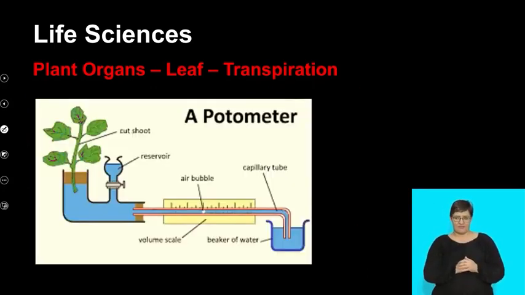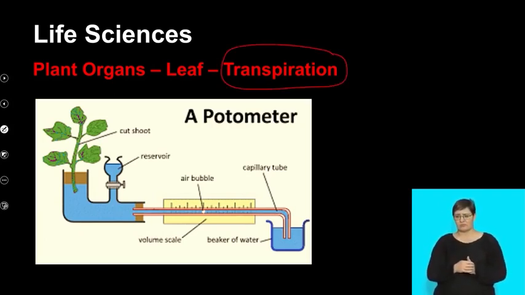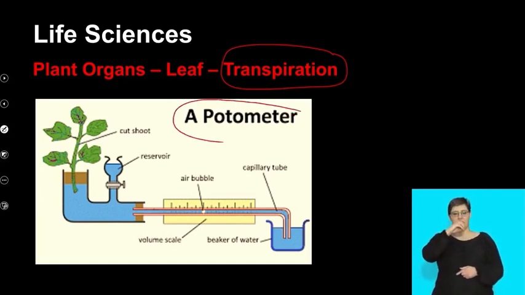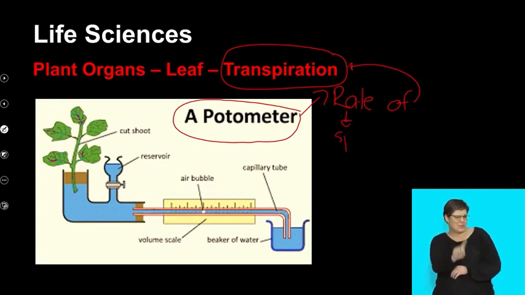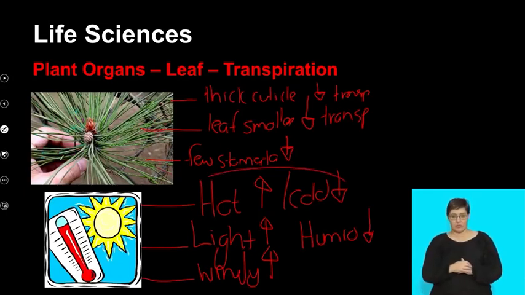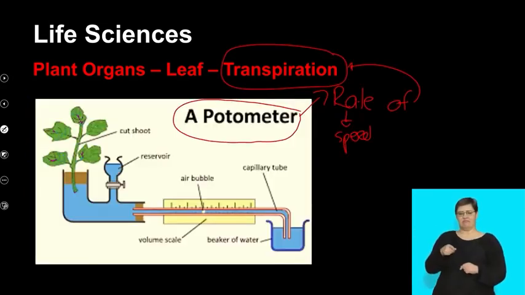Now that's very important, because this is a very important diagram. And again, like the root, this is a question that is asked very often in the past papers. Guys, this is called a potometer. What a potometer does is it measures the rate of transpiration. What do I mean by that? I mean the speed. If we go back to the previous slide, it's about the environment. It's got nothing to do with how the leaf is, but what the environment will do.